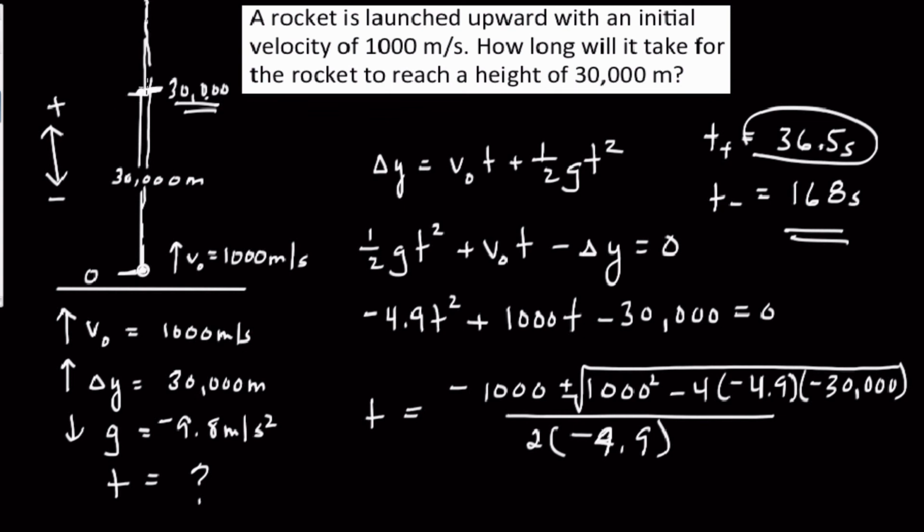So in this problem, you get both positive numbers because there are two times when the object is at 30,000 meters. There are problems that you can practice to learn how to do this, and the next video will be how to apply this to solving two-dimensional motion problems.